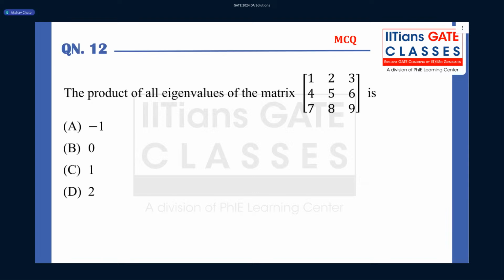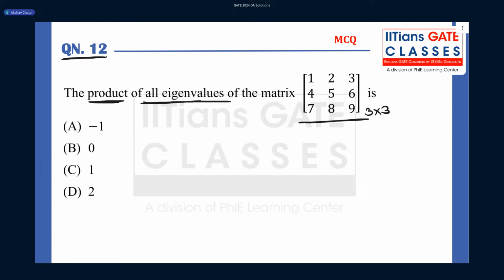So then we'll go to the next question, which is question number 12. And in this question, it was asked that what is the product of all eigenvalues? And this is a 3 by 3 matrix, which is given like this. So, typically what I have seen in GATE exam is there will be one question on limits, and typically there will be one question of eigenvalues of matrix. So the type of question may change, but this type of typical questions are frequently asked.